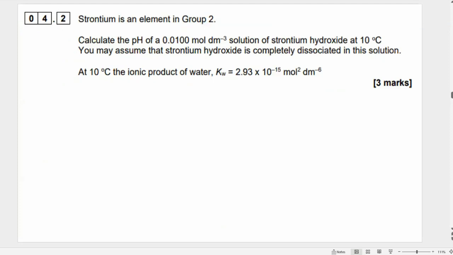Strontium is a group 2 element. Okay. That is obviously going to play a key role. Calculate the pH. So we're doing exactly what we did in the last part of the question. We're calculating the pH. Again, as I go through, I like to annotate.